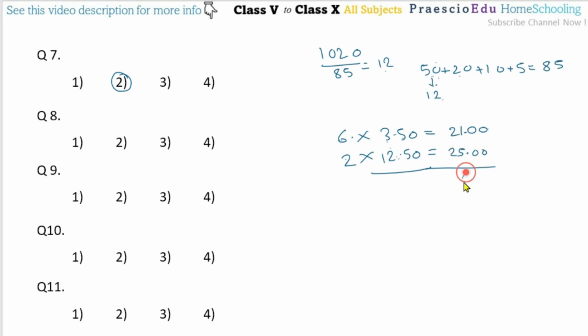So after addition, this one is 46 rupees, and he has given 50 rupees. Okay, so 50 minus this 46, which is the purchase amount, so 4 rupees he will get back. So option number 3 is the correct one.